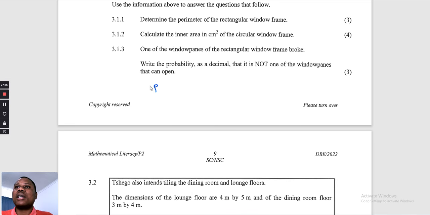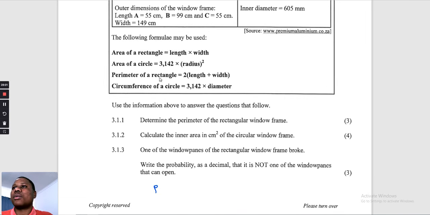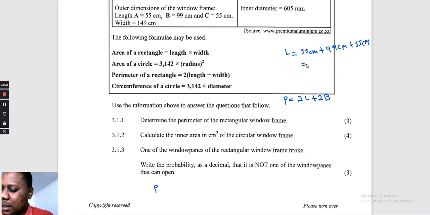So for 3.1.1, perimeter is equal to 2 length plus 2 breadth. But let's calculate our length first. We have 55 centimeters plus 99 centimeters plus 55 centimeters, so our length is equal to 110 plus 90. 110 plus 90 should be 200 centimeters. Yeah, our length is 200 centimeters.